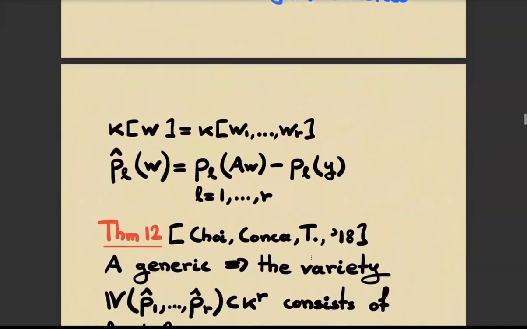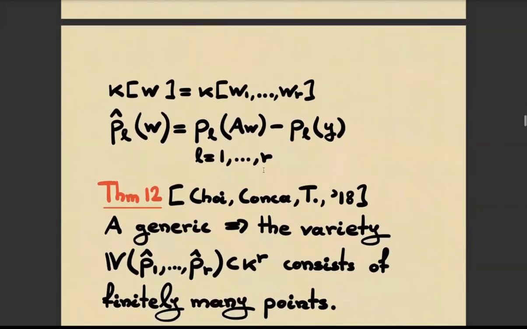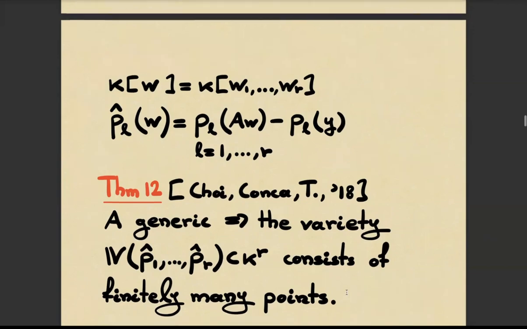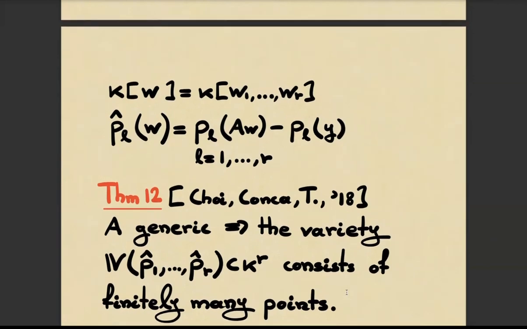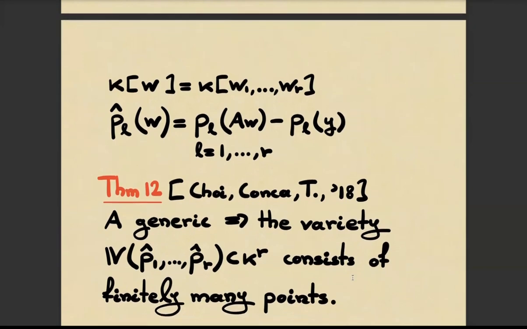Here's a theorem about this, joint with Hayoung Choi and Aldo Conca. If A is generic, then the variety defined by those r polynomials consists of finitely many points. In other words, it is a complete intersection, for geometers. One of those points in there is the point that we want, this psi that we want.